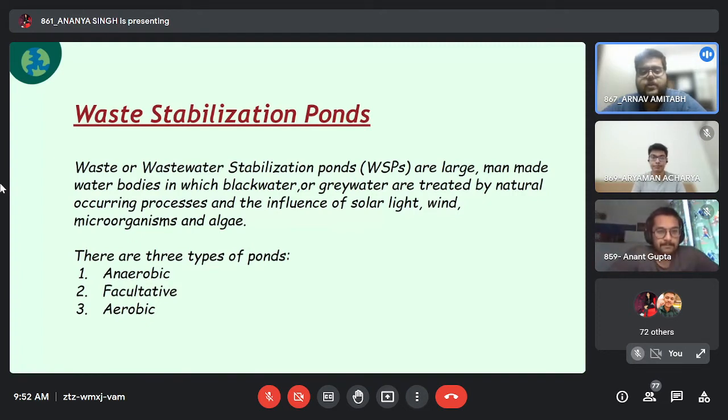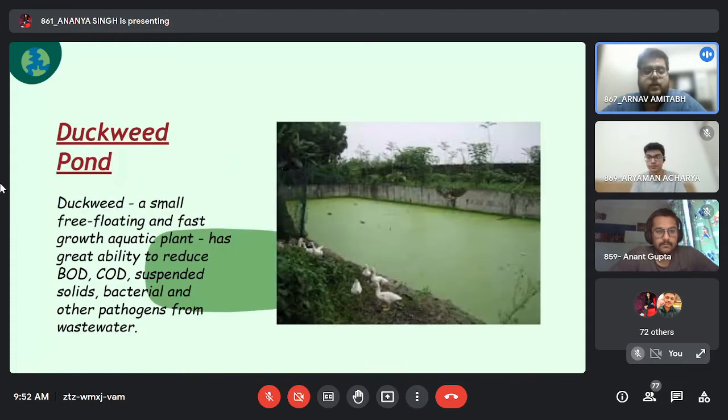are treated by naturally occurring processes and the influence of solar light, wind, microorganisms, and algae. It is resistant to organic and hydraulic shock loads, provides high nutrient removal if combined with aquaculture, requires no electricity and has less operating cost. Second, duckweed pond.